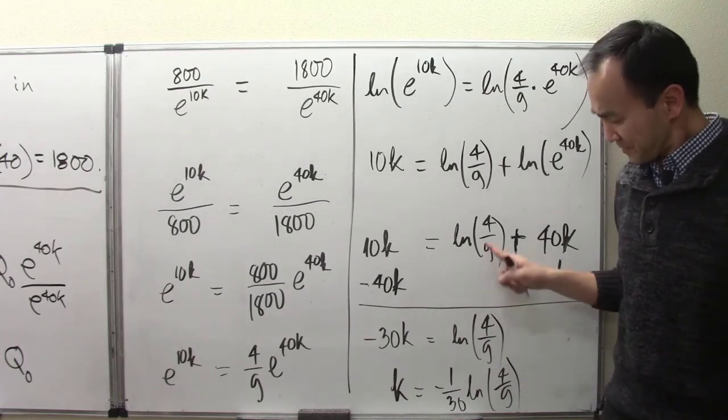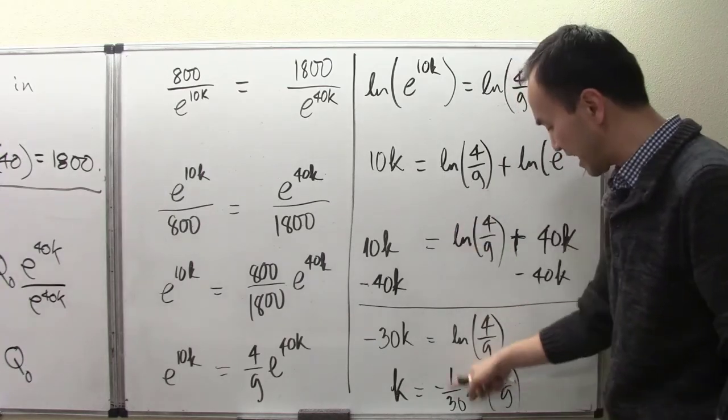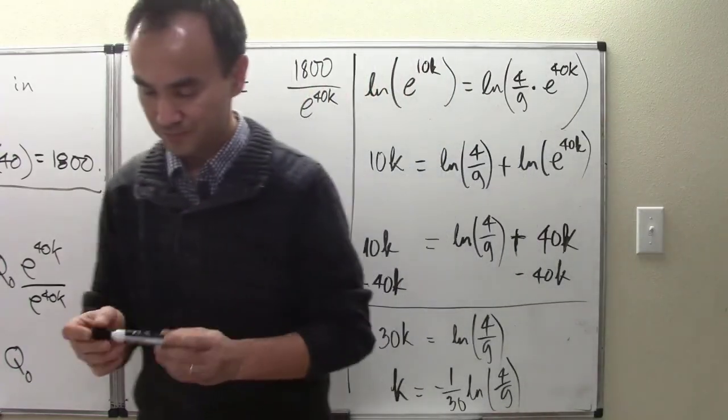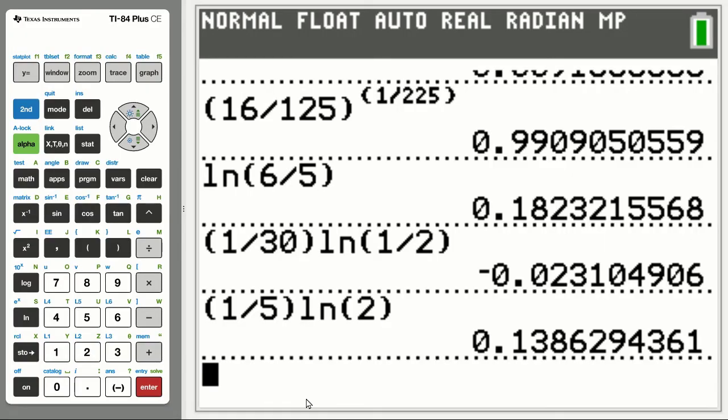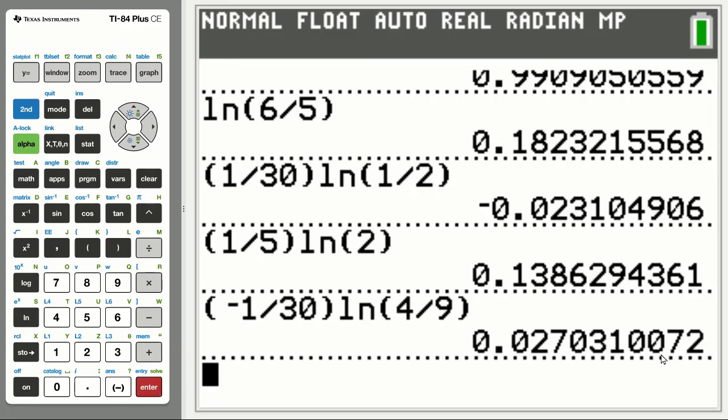All right, so now I'm going to take this value and punch it in the calculator. I'm going to type this expression in the calculator and get an actual value for that. So now on my calculator, negative 1/30 times the natural log of 4/9. All right, and that gives me this positive k.